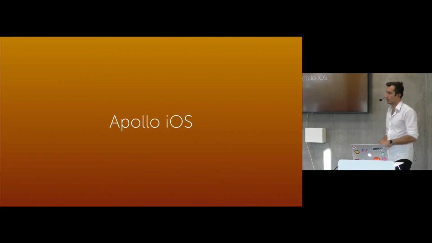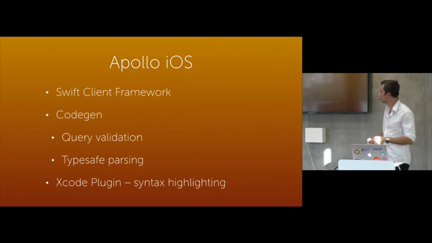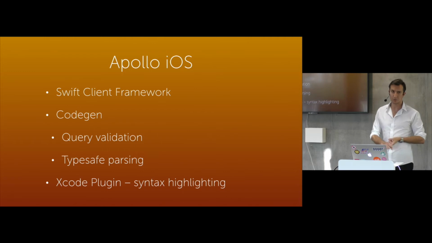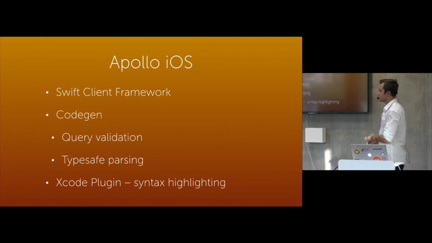So if you look at Apollo for iOS, it actually consists of the client framework, which handles all the communication with the server. You also have a code gen tool, which gives you query validation. So as you're writing the queries, you can have a build step that validates your GraphQL query against the server before you even build the app. And it generates type-safe Swift structs. So you never have to parse a single line of JSON again. And everything is type-safe, which is awesome. And then the final thing is that they have an Xcode plugin for syntax highlighting of GraphQL queries.